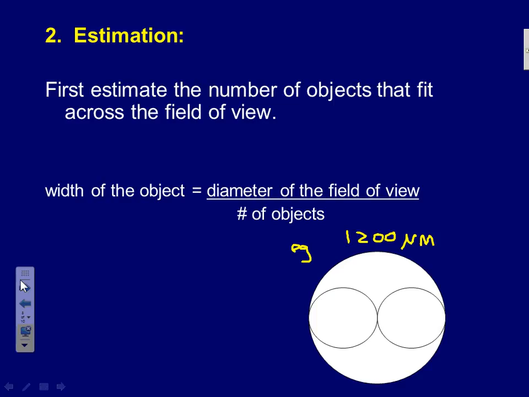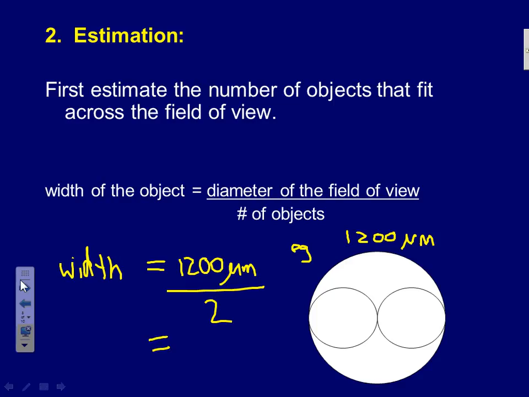So if you've got an object that fits 2 of them across, you simply take what it is across the whole thing and divide it by the number. So in this case, the width of the object will be the diameter of the field of view, 1,200 micrometers, divided by 2, because 2 of them fit across. So these things are approximately 600 micrometers each. Actually, it's not even approximately. I built this picture to fit 2 of them across perfectly. But in a real microscope, it's not going to fit perfectly. We're going to have to estimate it.